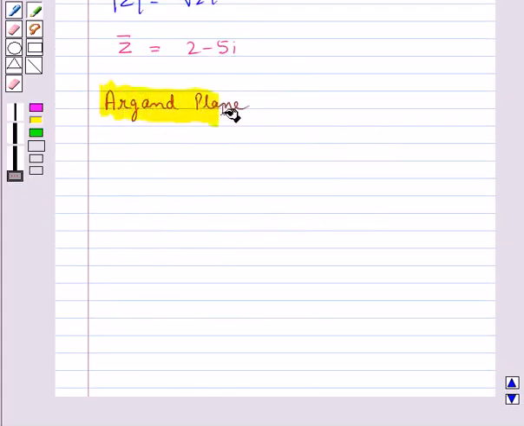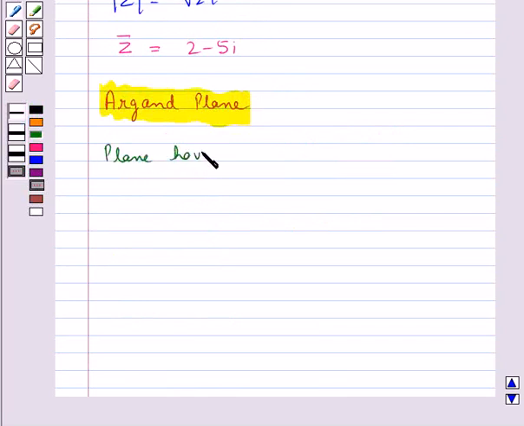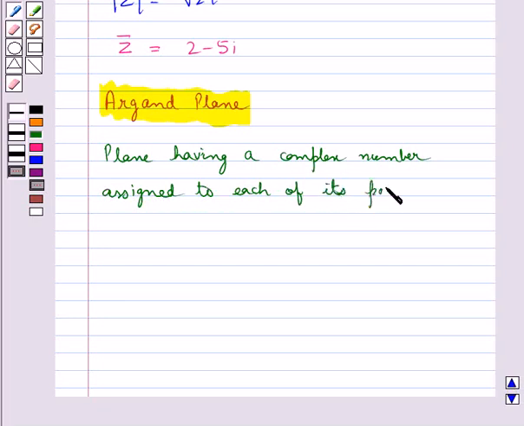Next is the Argand plane. A plane having a complex number assigned to each of its points is called the complex plane or the Argand plane.